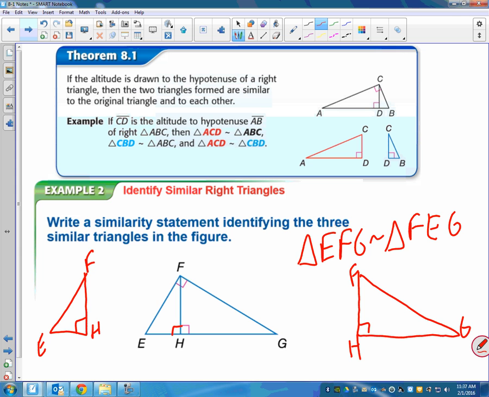You follow me on this whole idea of the hypotenuse? The right angle is opposite the biggest side in all of them. The biggest sides are going to be similar to the biggest side. So in my little triangle, what is the hypotenuse? EF. The hypotenuse of the big triangle was EG. So I know that EG has to be similar to EF.